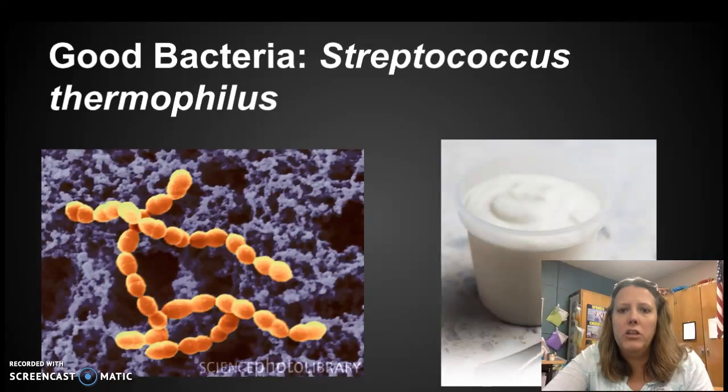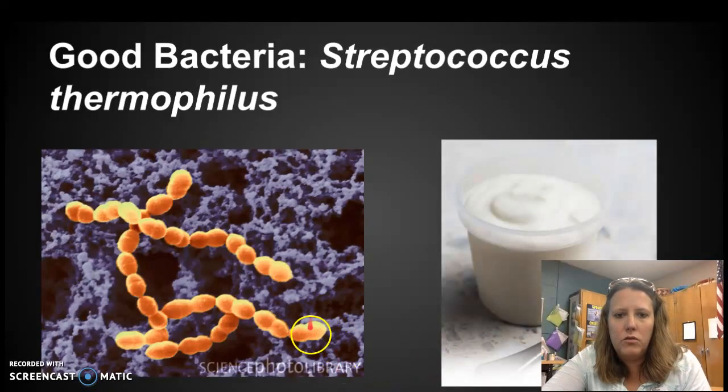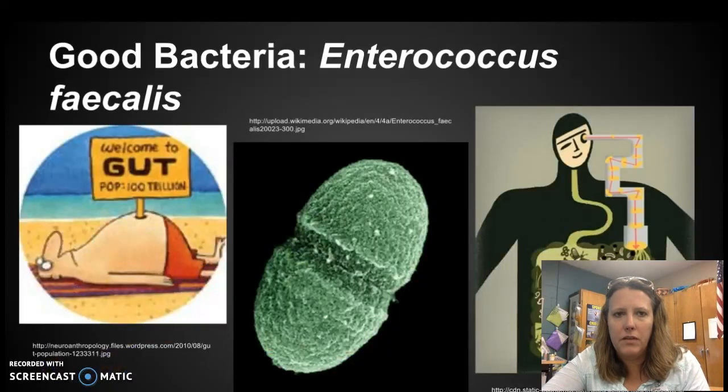Okay. One good bacteria is the bacteria that we use to turn milk into yogurt. It's called Streptococcus thermophilus, and there's a picture of it. Each of these little orange bundles here is a single bacterial cell. So there's 1, 2, 3, 4, 5, 6, several cells here, and they grow in this long line, which is called Streptococcus.